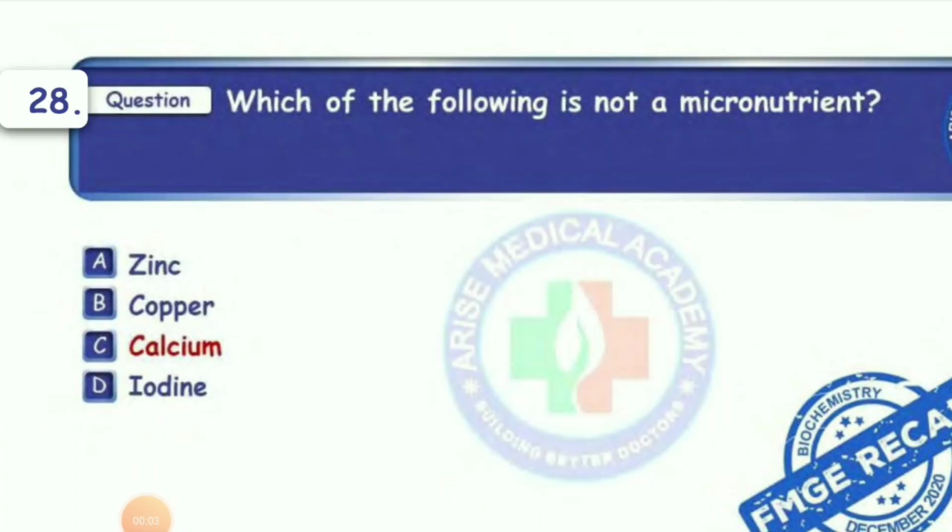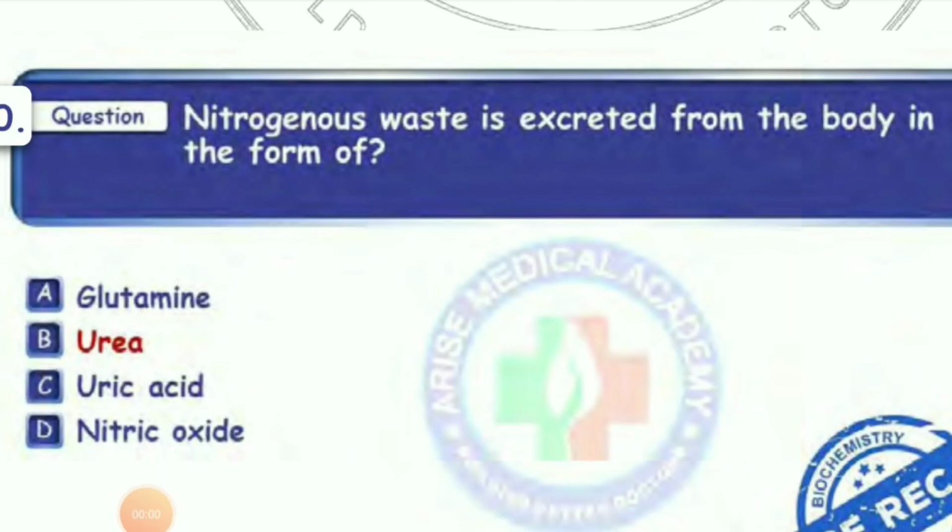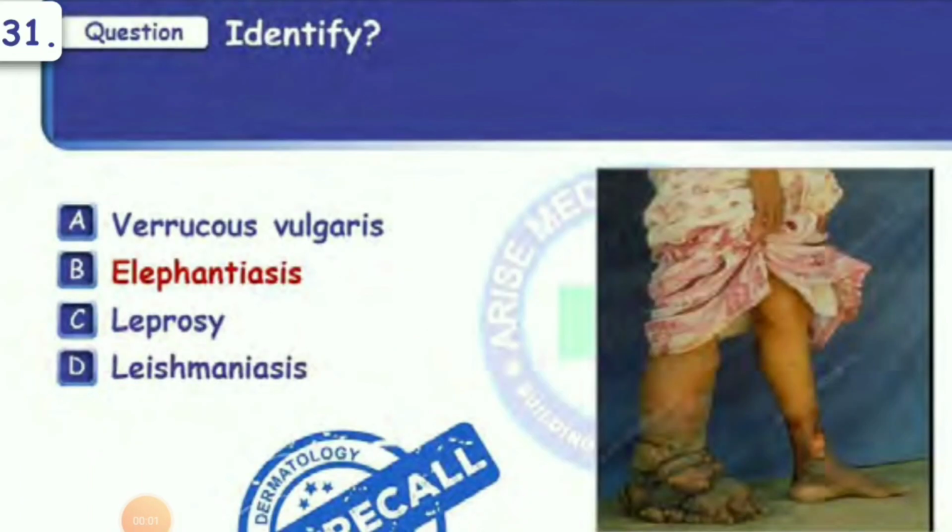Next question. Which of the following is not a micronutrient? Options are zinc, copper, calcium, iodine. The answer is calcium. Next question. Reverse transcriptase is used in RNA amplification. Next question. Nitrogenous waste is excreted from the body in the form of? Options are glutamine, urea, uric acid, and nitric oxide. The answer is urea.